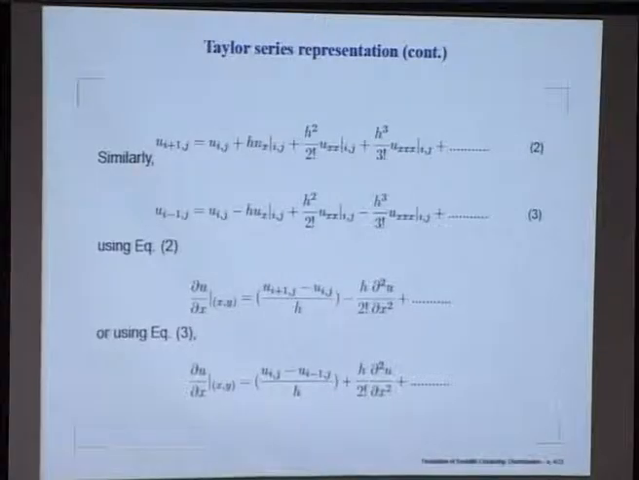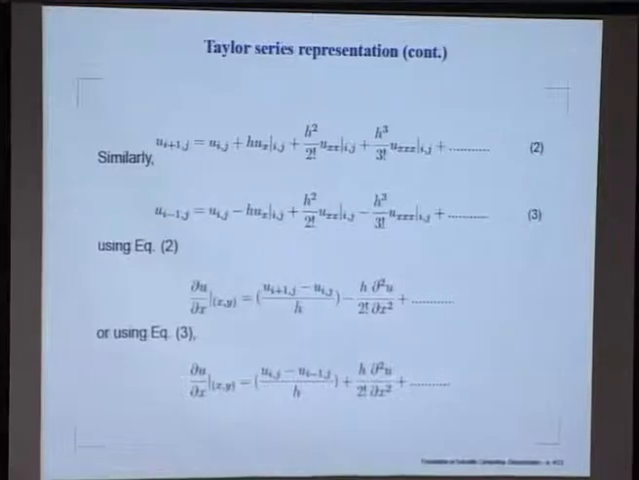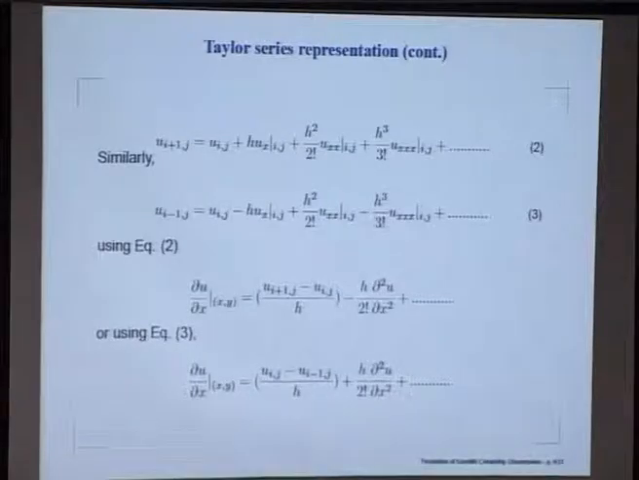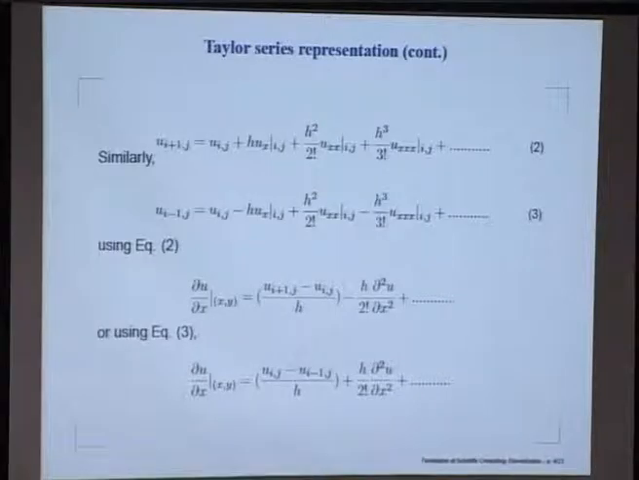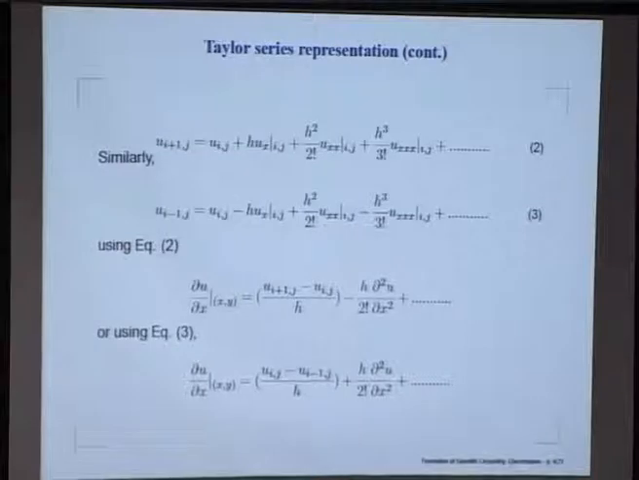Let us say we are interested in evaluating the first derivative. What we do is make an approximation by dropping terms. For example, if I use equation 2 to evaluate the first derivative, del u del x, I could write it as u i plus 1, j minus u i j divided by h, and the term that we are neglecting is given by the lead term here, that is h by factorial 2 u x x.